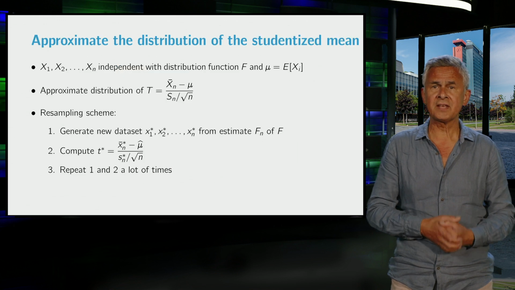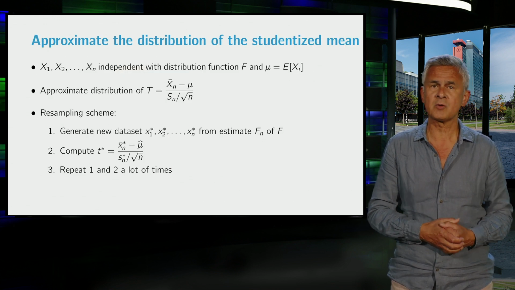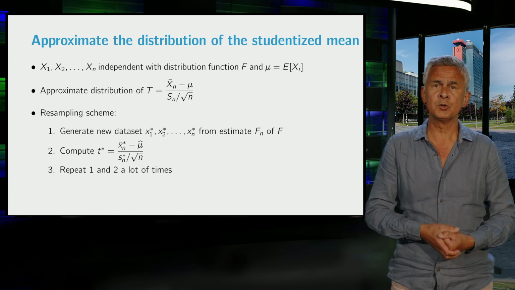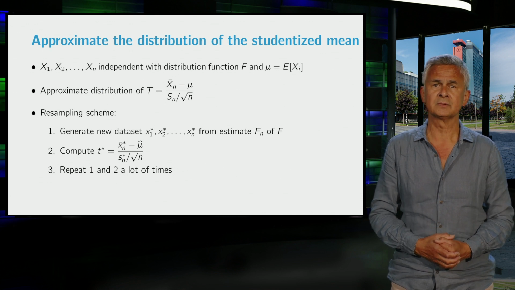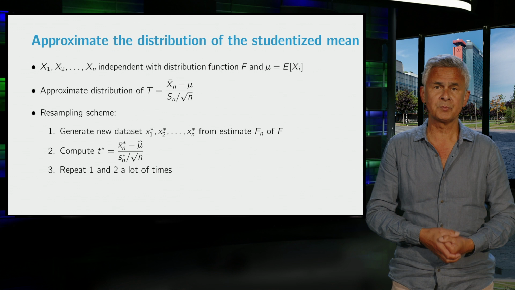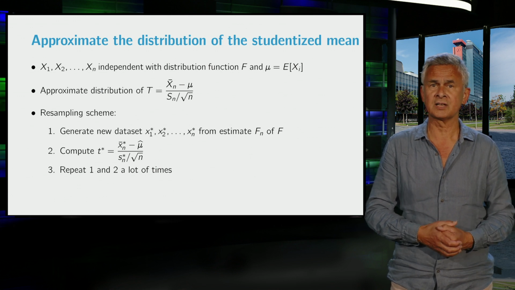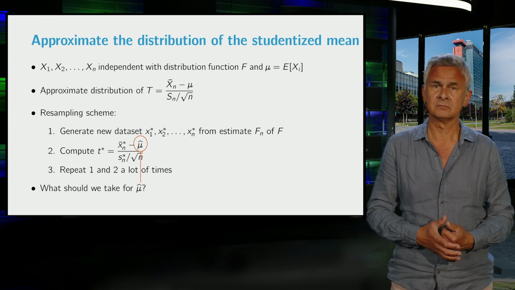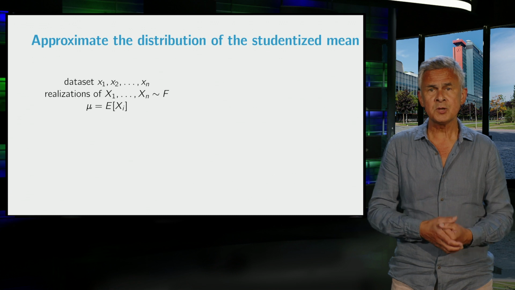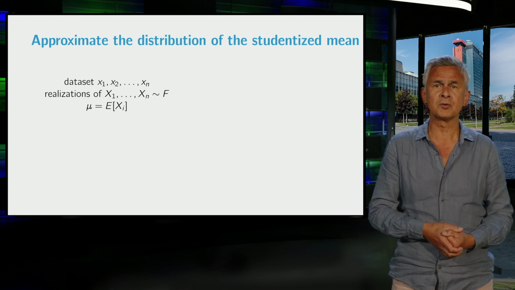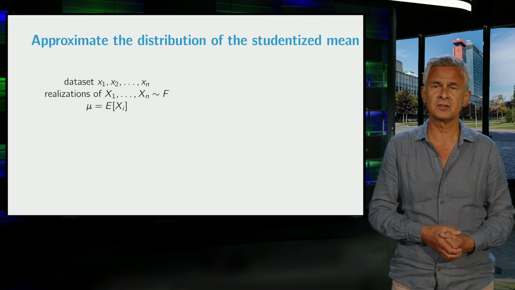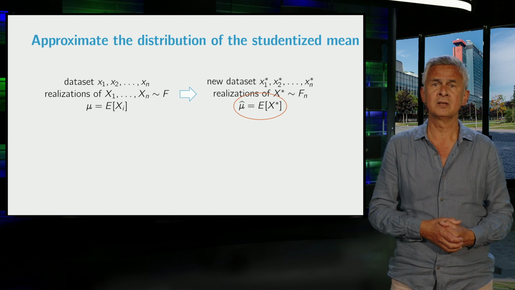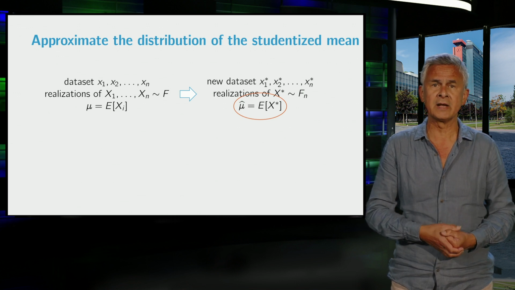Now there's one last thing we have to settle before we can describe the resampling scheme. Now that we know how to generate a new data set from the empirical distribution function, how are we going to use it to compute a new realization of the studentized mean? In particular, what should we take for mu hat? Now, since mu is the expectation of the random variables Xi with distribution function capital F, the parameter mu hat should be the expectation of the distribution from which we have generated the new dataset.